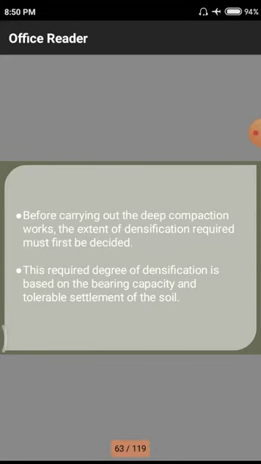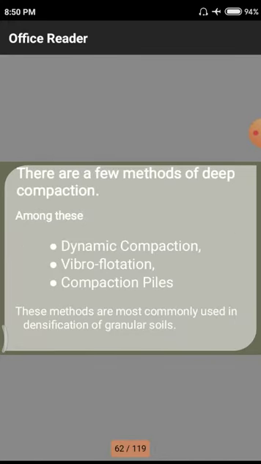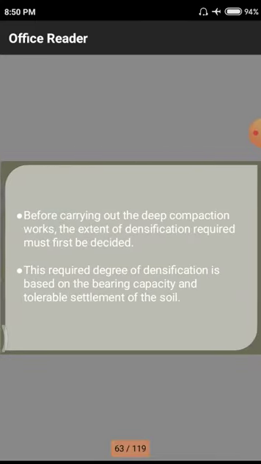Okay, what are those three methods? What are the equipments we are using in those three methods? We need to observe that in the coming slides. First of all, we need to take some data regarding vibroflotation, compaction piles, and dynamic compaction.